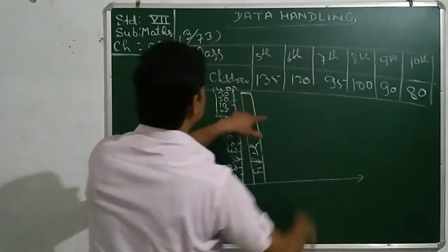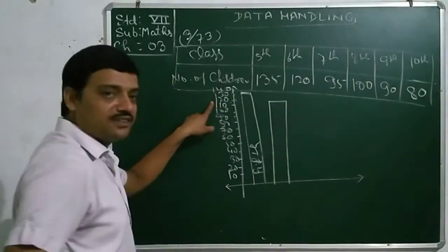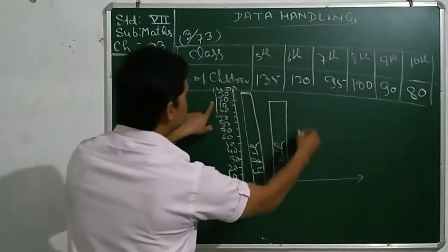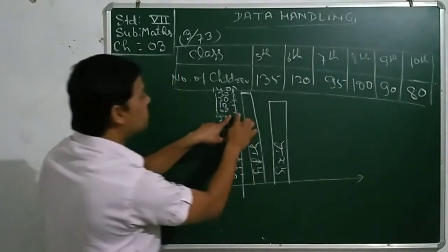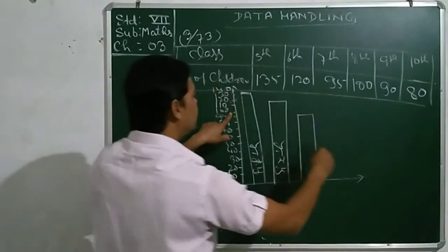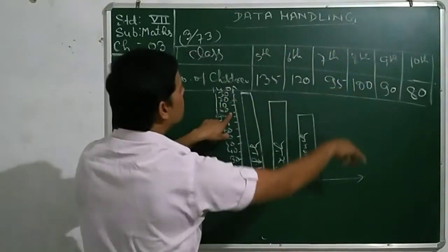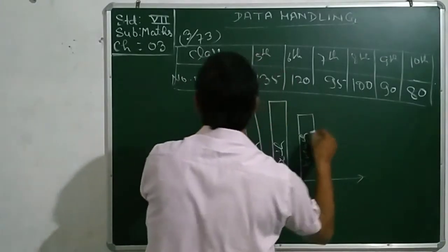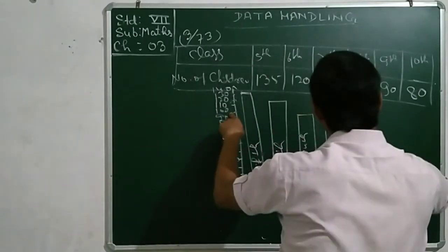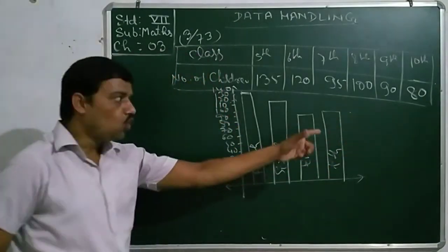Come to the sixth, it is 120, so up to 120. However, the graph does not look straight. Similarly, seventh is up to 95. See, 100 is here and 90 here, in between is 95, this will be seventh. Thereafter, 8th is 100. So 100. This is 8th, 9th is up to 90 and so on.